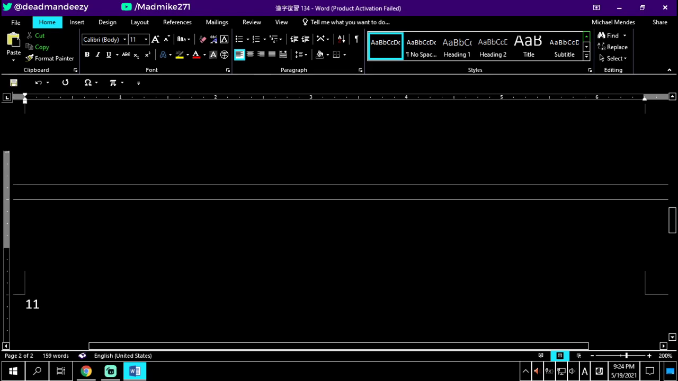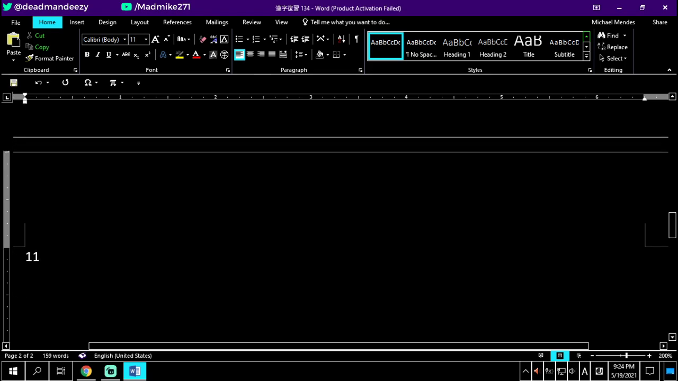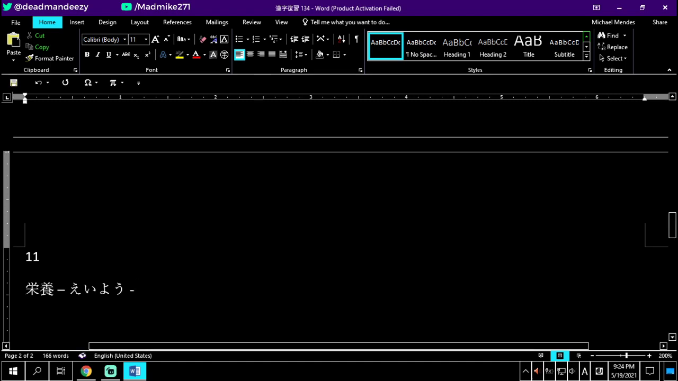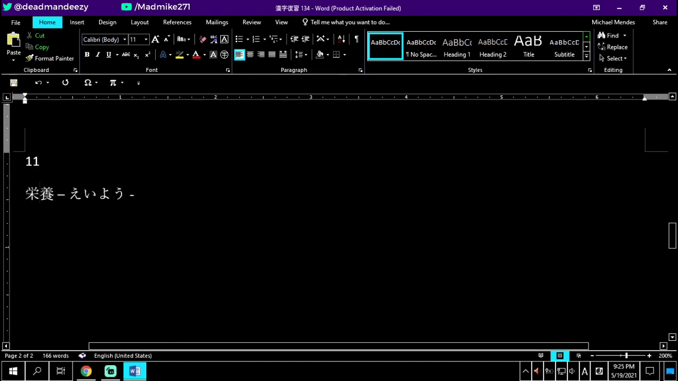And our next one is going to be Ei-yo. This is two brand new kanji together, so let's go ahead and go with their definitions first, because we're going to need them to put together what the word is, I hope.